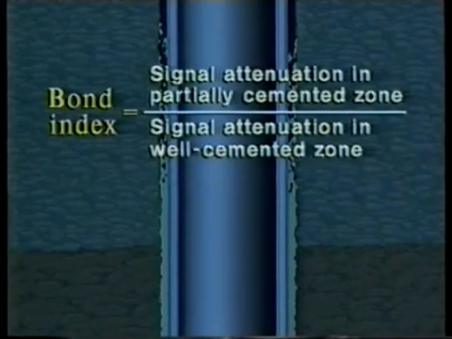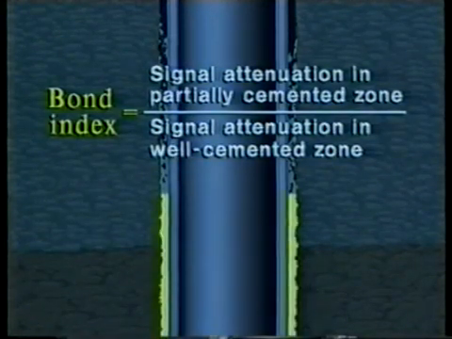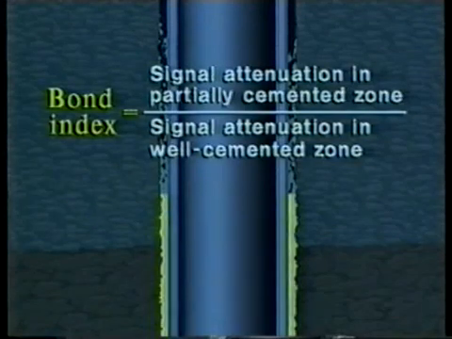If a partially cemented section of casing produces an amplitude higher than the minimum amplitude measured in a well-cemented zone, a hydraulic seal may or may not exist. The bond index can help in this regard. The bond index is defined as the signal attenuation in the zone of interest divided by the attenuation in a zone with known good cementation.